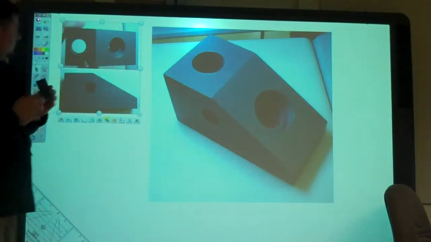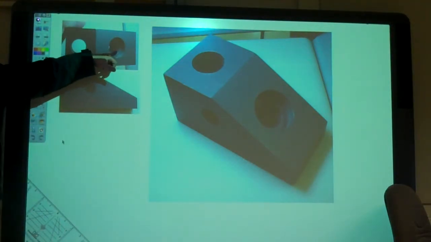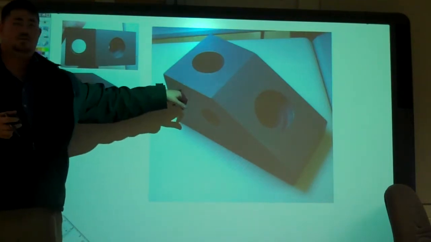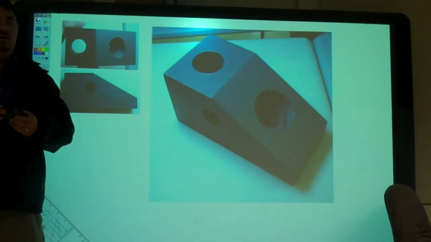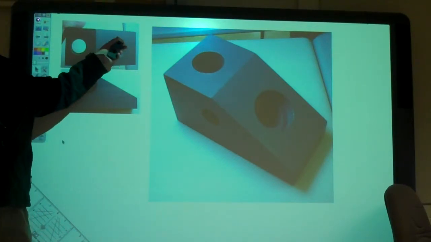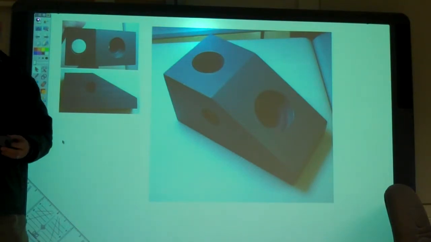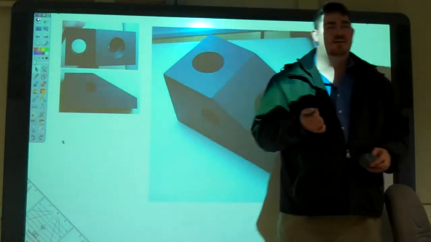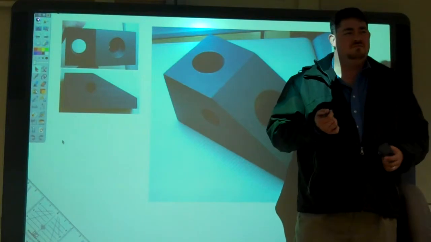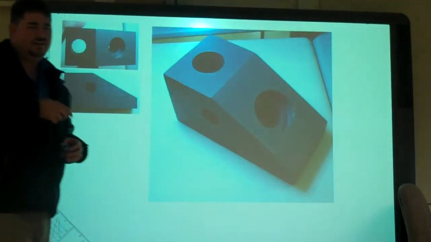I don't see it round there. Would I see this hole round on the side view? No, right? What is that shape called? What's another name for an oval? Ellipse. Is it the same ellipse that you use for isometric? No. It's not the same one you use for isometric.